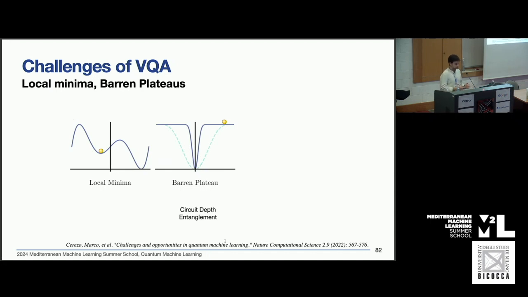There are barren plateaus. As the system size increases, the gradient becomes exponentially smaller. This is somehow similar to the issue of vanishing gradients when you increase the depth of neural networks. Here, if you increase the depth of quantum circuits, you have this gradient that vanishes. And it's the same if you increase the amount of entanglement, which is a pity because entanglement is probably the source of quantum speedup. So you don't want to lose too much entanglement. You want to lose a bit of it to avoid barren plateaus.